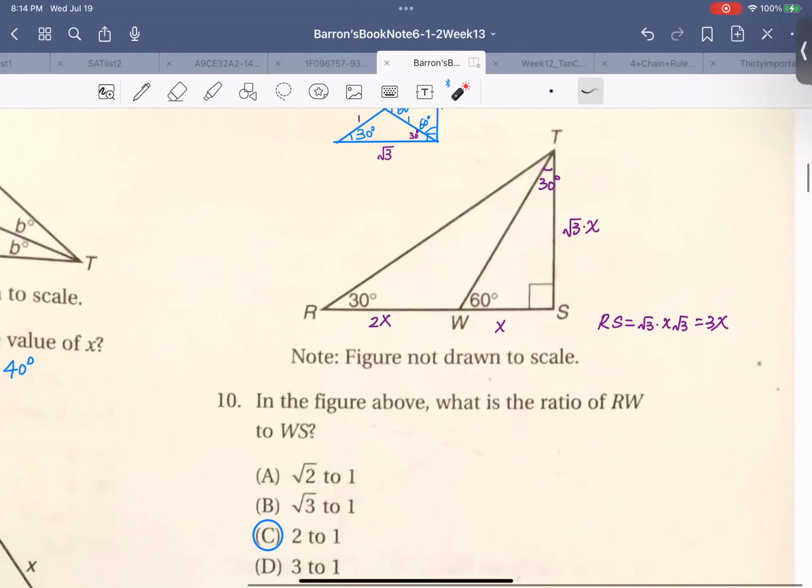Good. Draw this on your own paper. This is your important notes.